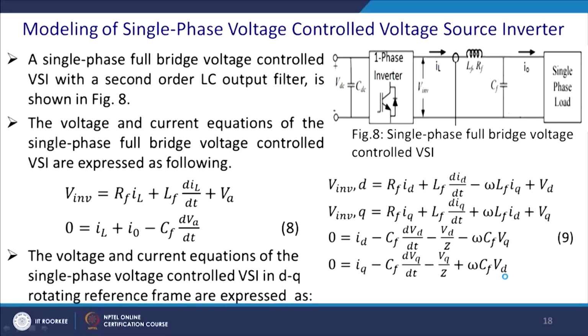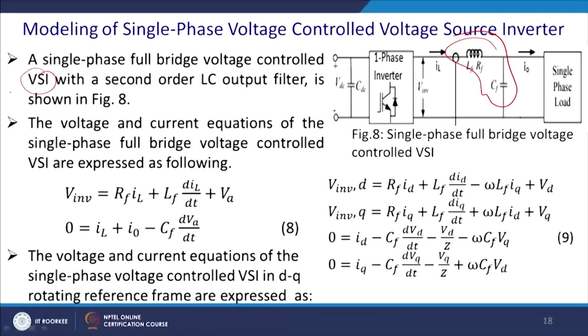The single phase voltage control VSI with a second order LC filter, because you generate PWM and that is not allowed to connect, and ultimately there is a limitation of the voltage THD and the current THD imposed. For this reason, we require a filter for the grid connected inverter. Also, if it is a single phase load, that also requires a filter to make the current sinusoidal.